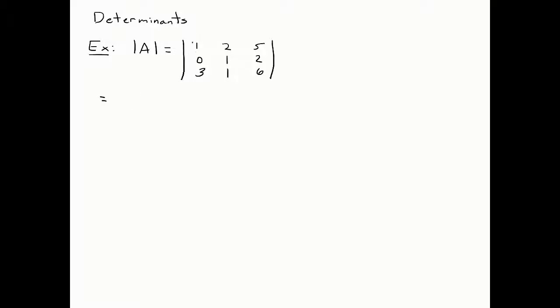So you take this number here, your 1, and you multiply it times this minus this. So 1 times 6 minus 1 times 2. Then you subtract the 2, and you do 0 times 6 minus 2 times 3. Then you add 5 and multiply times 0 times 1 minus 1 times 3.